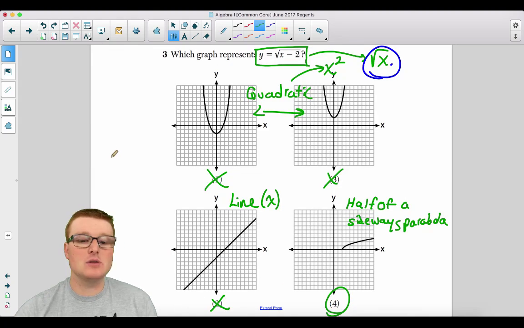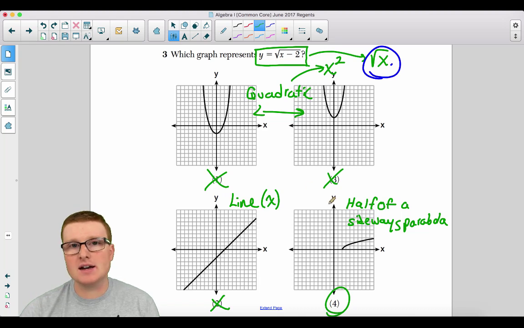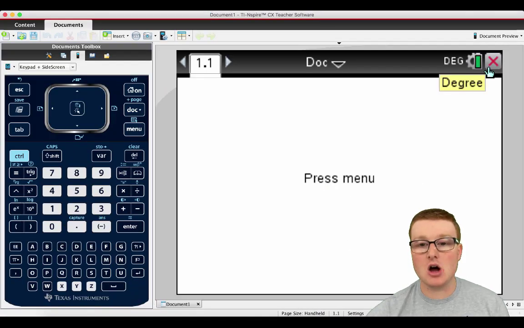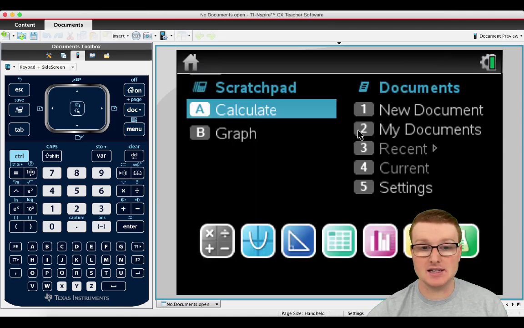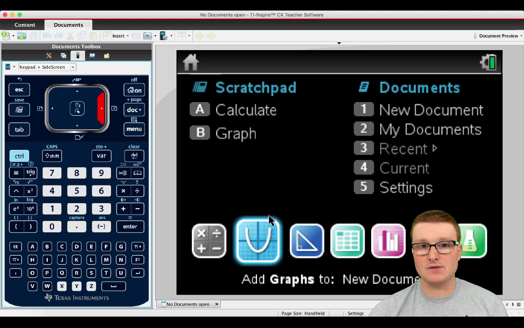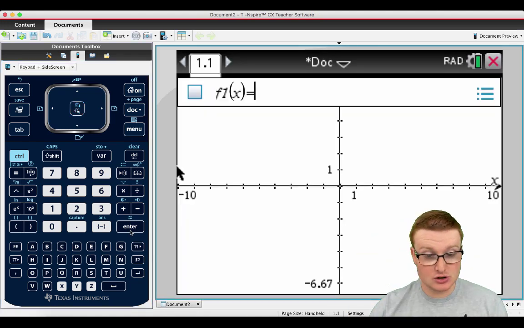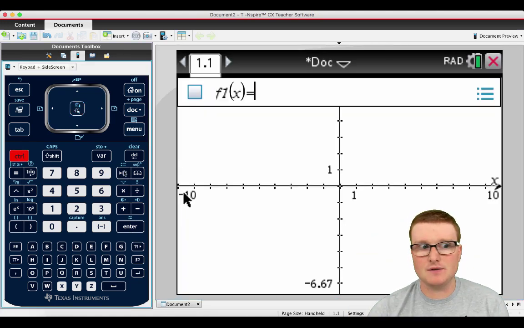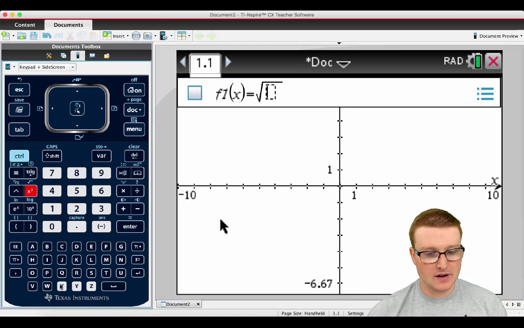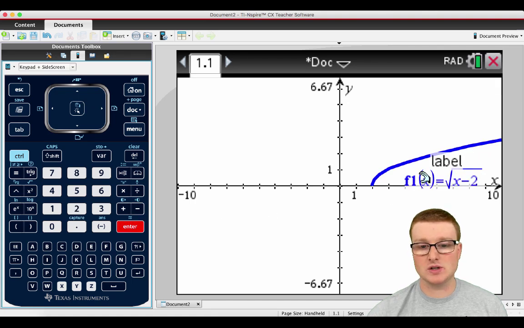Now for the majority of you, you don't know that off the top of your head. So what I recommend is to just graph it on your calculator. Again, this is the TI Inspire calculator. So you're going to go to the blue graph down here. That actually shows a parabola. Click on that. And then you're just going to graph your given function, the square root of x minus 2. Boom. There it is, choice 4.